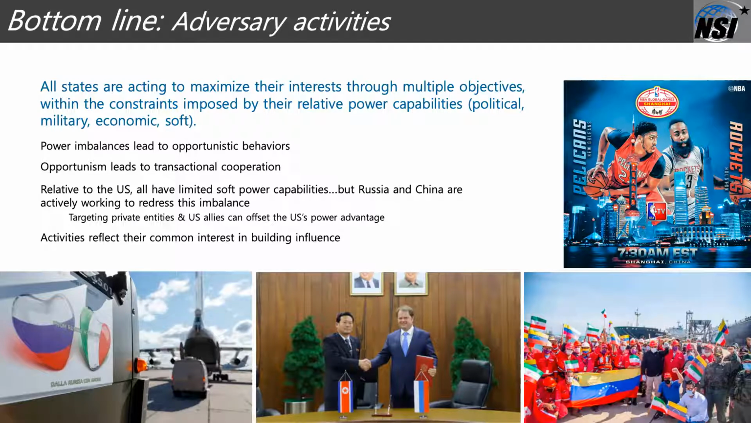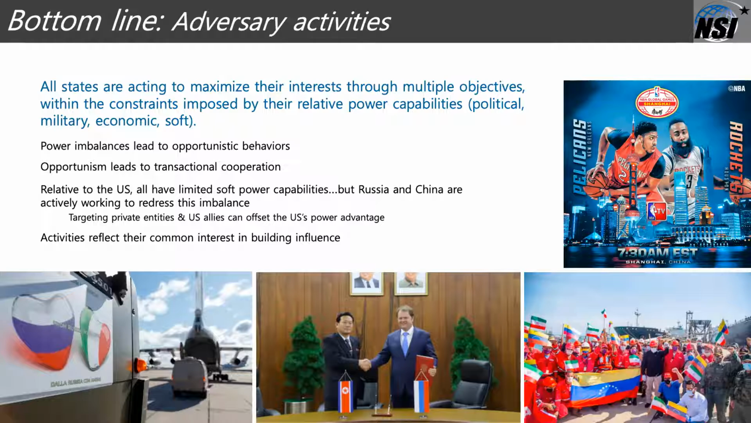Both DPRK and Iranian regimes are involved in sanctions evasion and a variety of illicit economic activities, including drug trafficking, cybercrime, arms and tech transfers, and smuggling to generate revenue. And of course, all are engaged in mis- and disinformation campaigns, many targeted at undermining US prestige and influence.